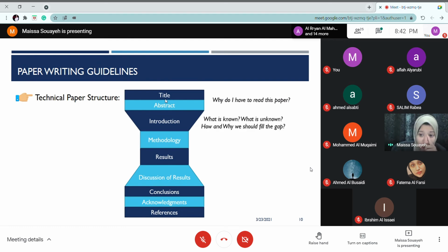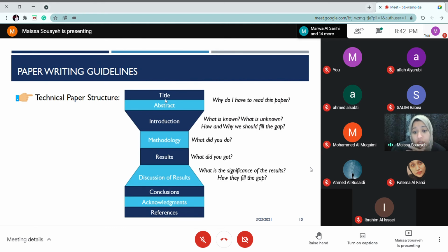The introduction. Usually the introduction will answer these questions. What is known, like what's been done in the literature? What is unknown? What still needs to be done? Like the gap, and how and why we should fill this gap. Why we should do this and how we should do this. The methodology part shows what you did, what exactly you did to fill this gap. The results are what you got after you conducted a certain methodology.